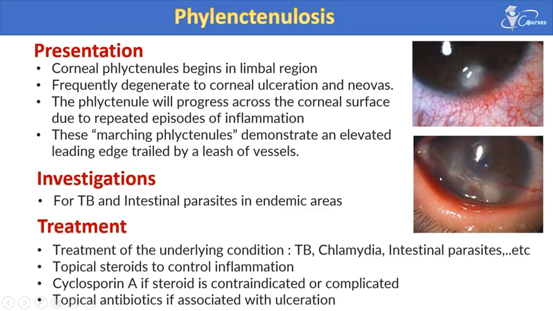This pattern of phlyctenule with this tail of blood vessels, a leash of blood vessels. You remember the leash pattern that I just told you about in herpes simplex virus? This leash can also be seen behind the phlyctenule, with ulcer, scarring and inflammation. This is suggestive of repeated phlyctenules or marching phlyctenules.